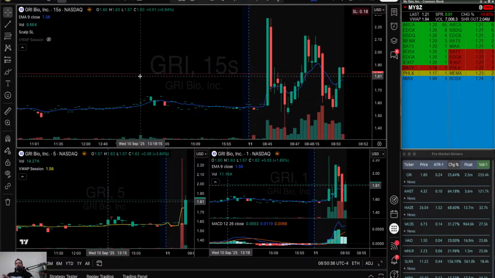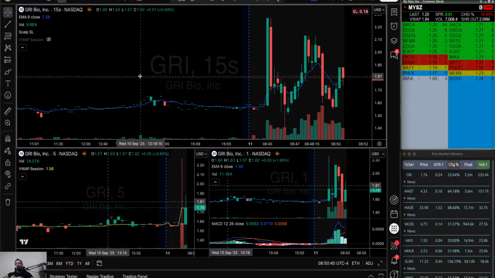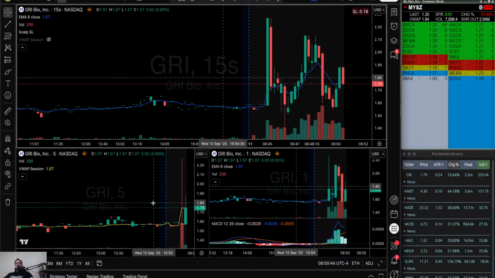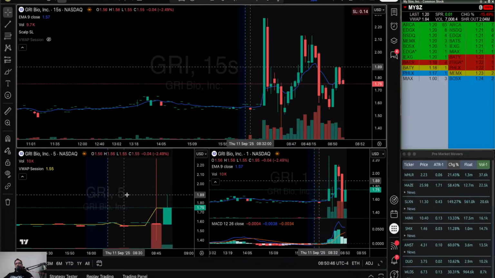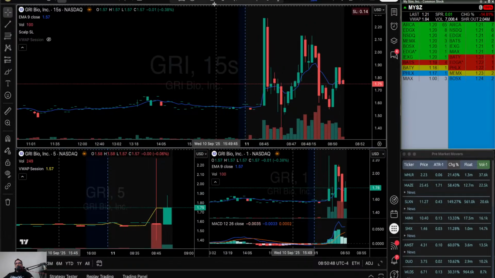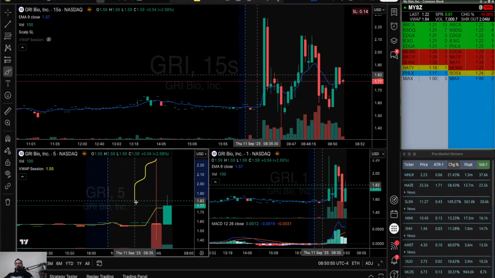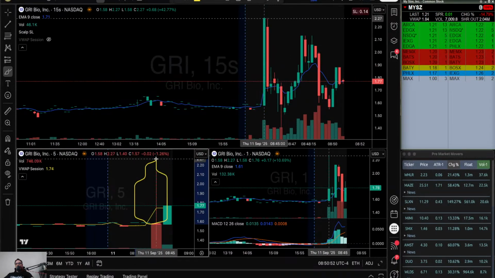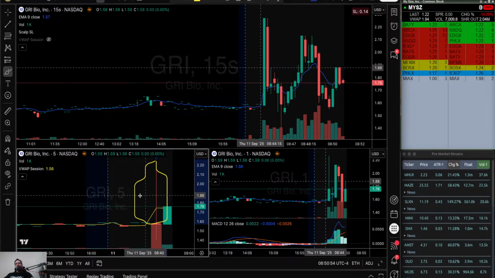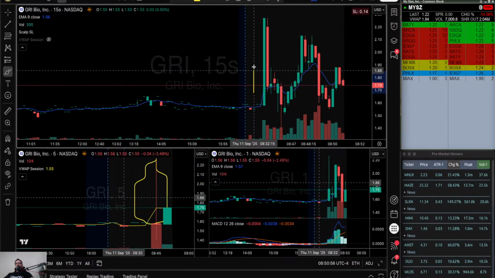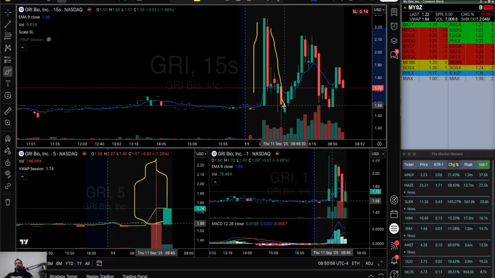ATR 24 cents. So ATR moved up on GRI. It was like 2 cents. Now it's 24 cents. But I mean, there's something really huge that you want to take a look at. That top and tail in a 5 minute. That was a huge pop and a huge sell right there.